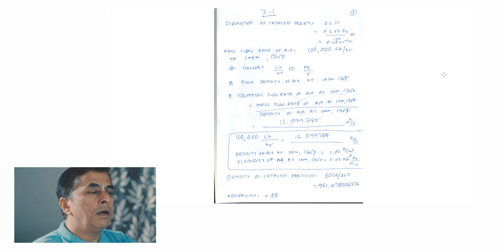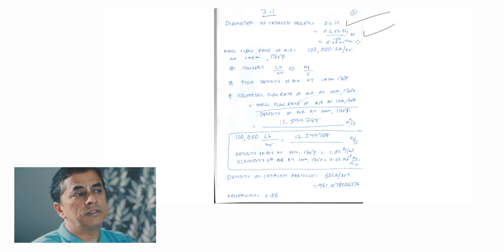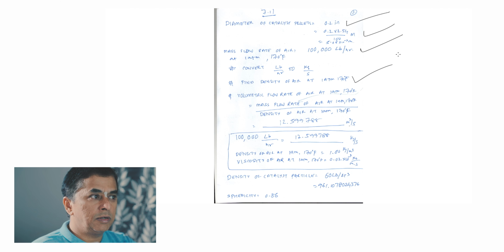Now, rewriting the data, the diameter of the catalyst pellets is given by 0.2 inches. So I will convert it to meters. We know that 1 inch is equal to 2.54 centimeters. So thus I divided it and I obtained this as the diameter of the particles, and the mass flow rate is this value at 1 atmosphere. So now my immediate step is what? To convert this pounds per hour to kgs per second, and then find the density of the air at 1 atmosphere and 170 degree Fahrenheit. And I should also know the data of viscosity. These data are to be given in the problem to do the problem, or else it becomes very difficult.